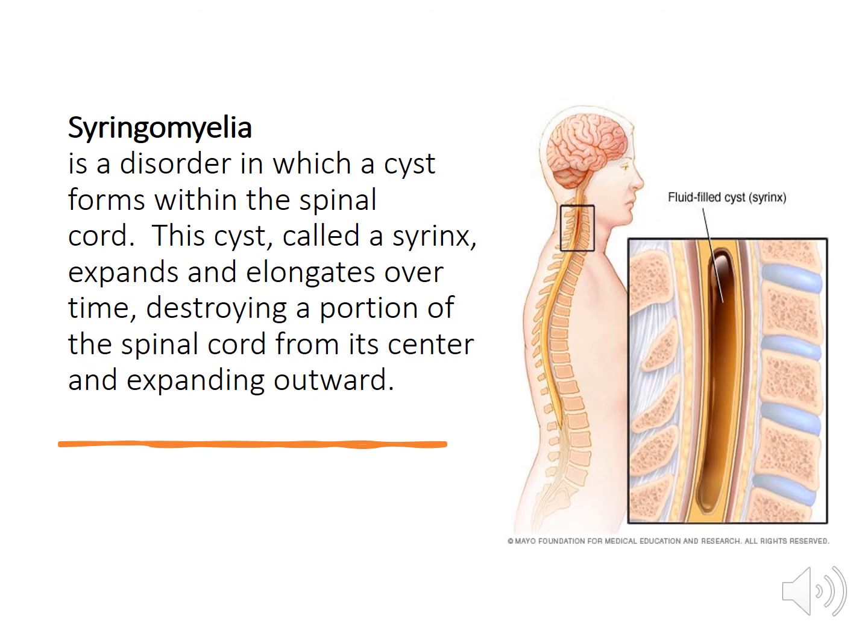And the final one that we're going to be talking about is syringomyelia. And this is a disorder in which a cyst forms within the spinal cord. And you see a diagram here to the right where you see that formation of that fluid-filled cyst. It's called the syrinx, and it expands and it elongates over time, which destroys a portion of the spinal cord from its center and then expands outward. So this is syringomyelia, and the name of the cyst is called the syrinx.